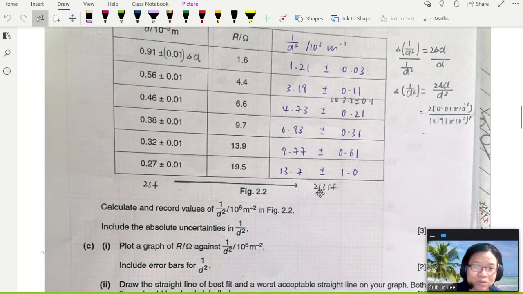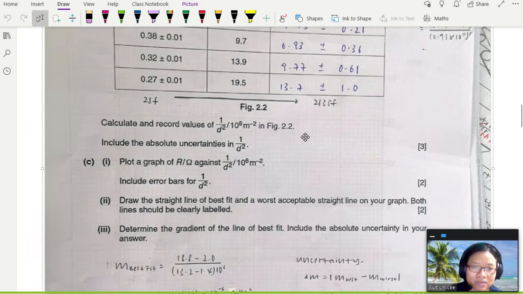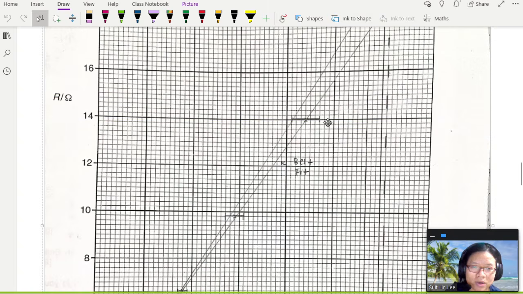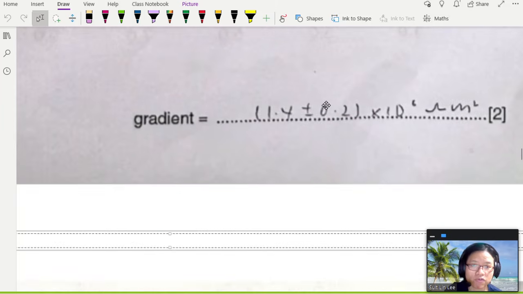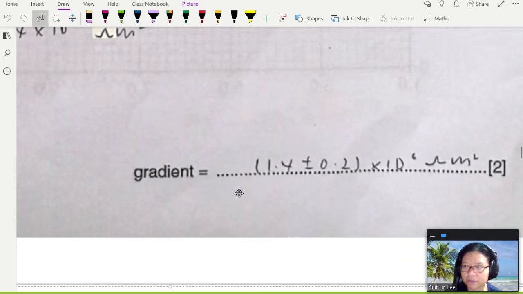Okay, so we have done this already, and then at the end, once we have the uncertainty for gradient, we can write. The standard uncertainty rules still apply. So you have to make sure that this one is 1SF and this one follows this one. Okay, so follow 1SF and follow the decimal point.